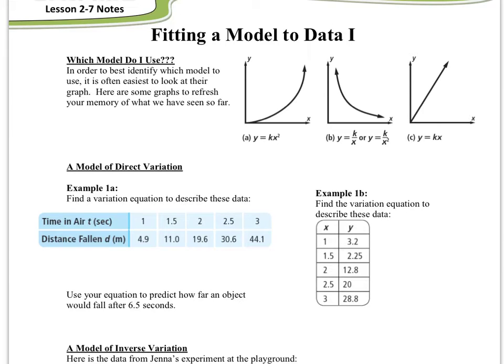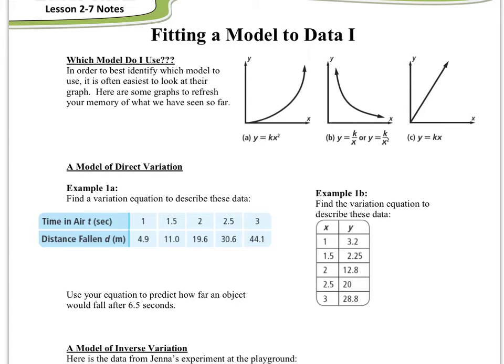This is lesson 2.7 and it's about fitting a model to data. So this time we're going to have data in a model form or in a graph form, but we need to figure out which model it is, whether it's y equals k times x squared, or y equals k over x, or y equals k over x squared, or y equals k times x.